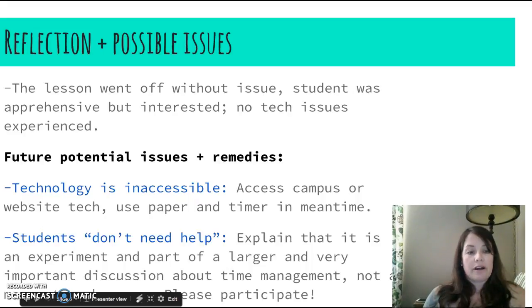In the future, a few potential issues that could come up are the fact of technology being inaccessible, the application itself, or maybe the internet is down, at which point I would access the campus or website technical department, and students could potentially still do this activity by keeping track of their data with paper and a timer in the meantime.